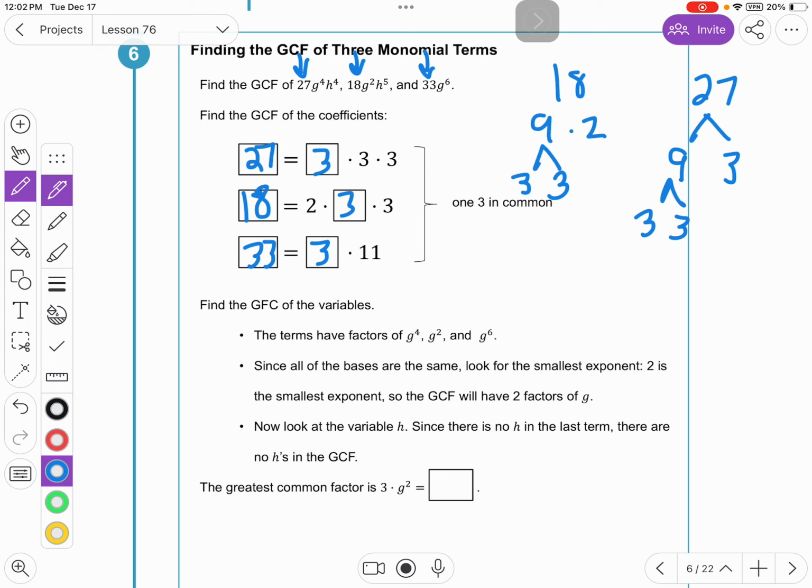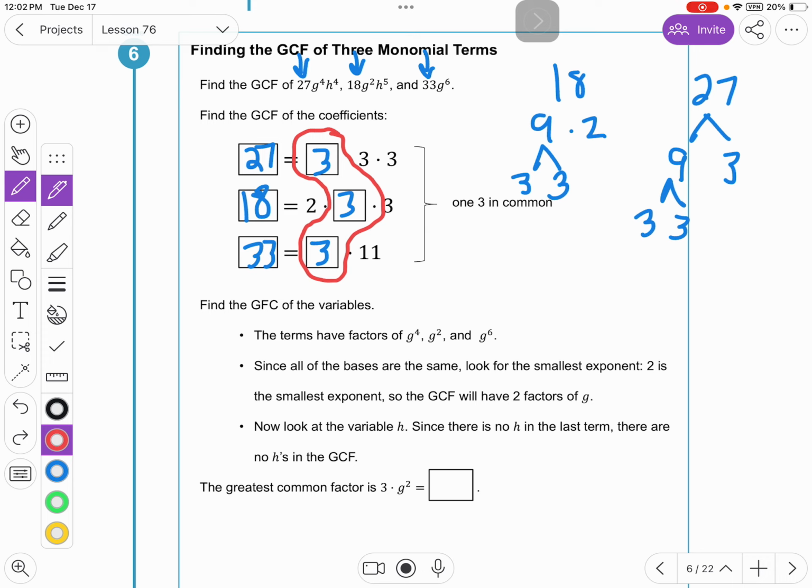So I've got these numbers all factored out. I know what goes into them. And now I'm just looking for what is common. What's common is this 3. I can only have 1 3 in common because of this 33 right here. It only has 1 3 in common. So 3 is the greatest common factor of these 3 monomials. All right, so that's the first part.